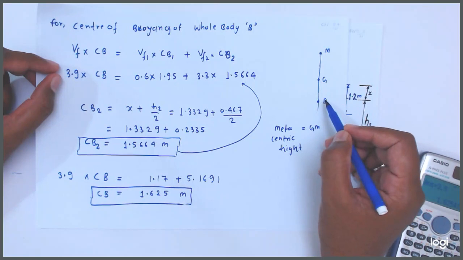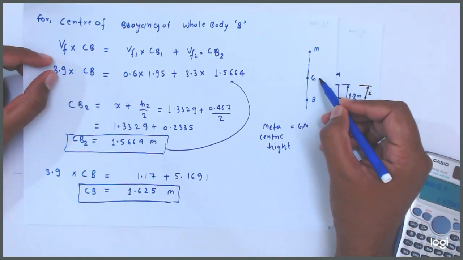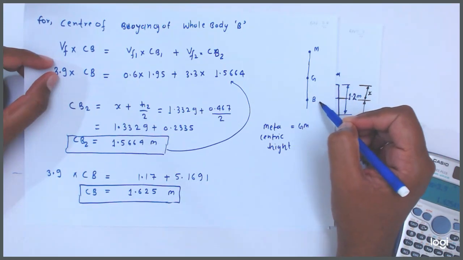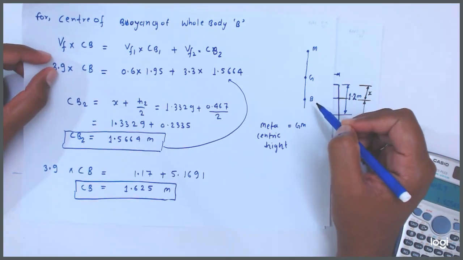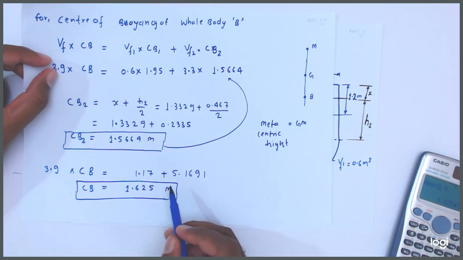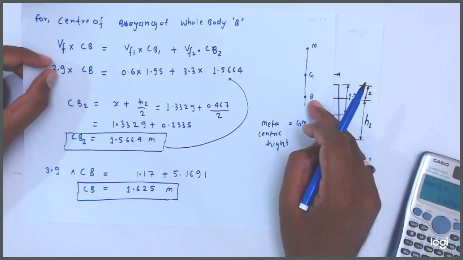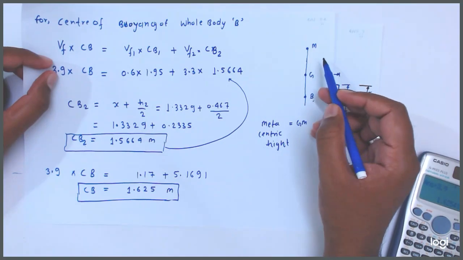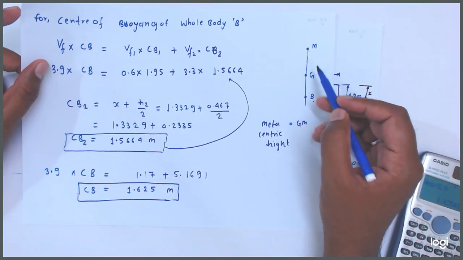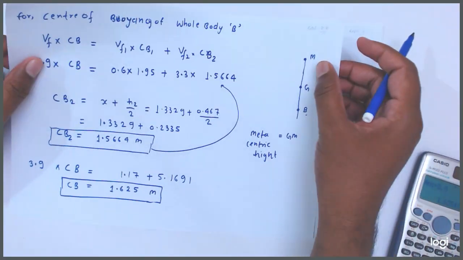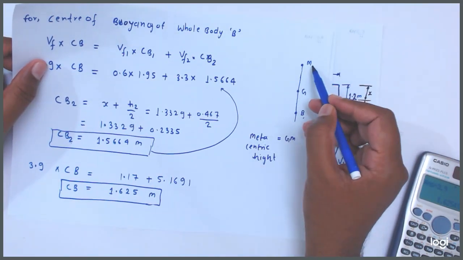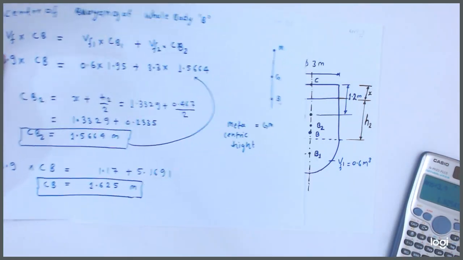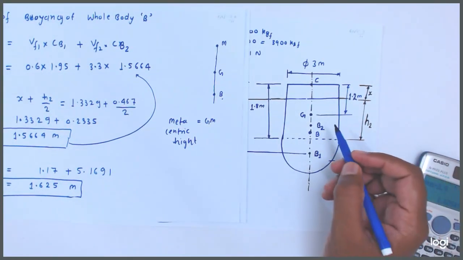Now you see here, the center of gravity of the total body is given, we know that. Now the center of buoyancy of the whole body, we calculated here, so we know that we have also found the center of buoyancy and G. Now we have to find the metacentric height GM.